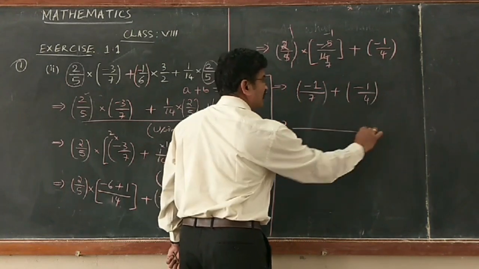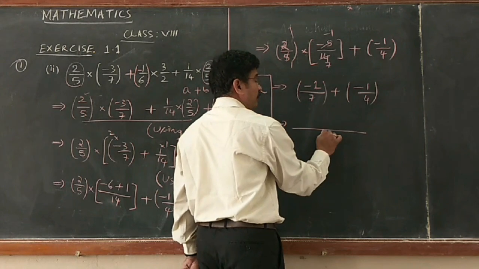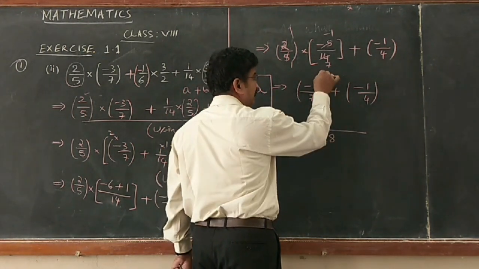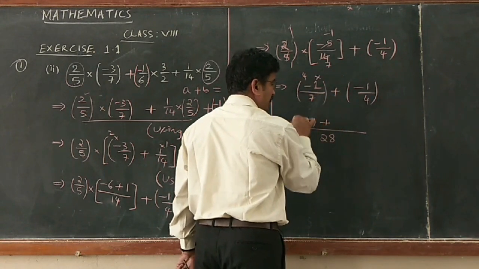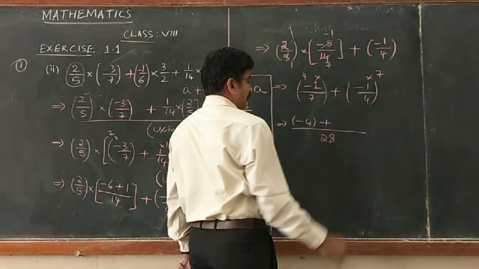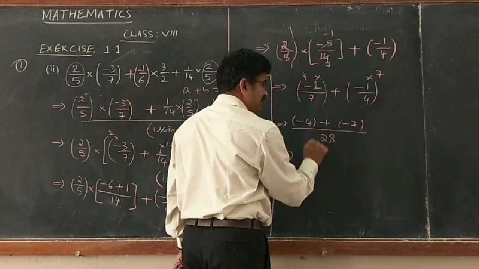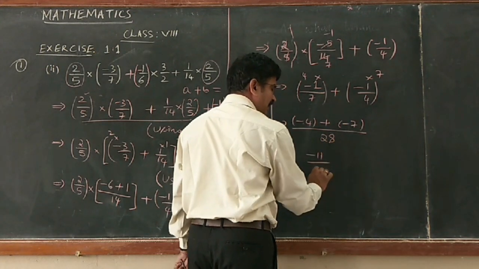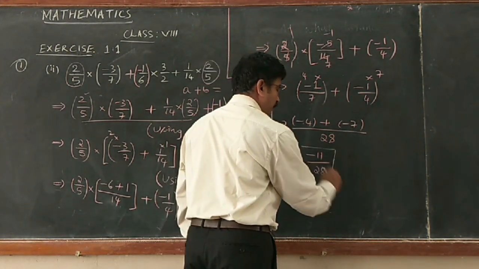Now in this case, the LCM of 7 and 4 is 28, and 7 in 28 is 4 times, minus 4, and 4 in 28 is 7 times, minus 7. It implies minus 4 and minus 7 when they are added, it is minus 11 upon 28. This is the final answer.